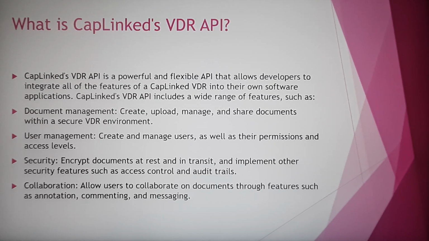What is a CapLinkt VDR API? CapLinkt VDR API is a powerful and flexible API that allows developers to integrate all of the features of a CapLinkt VDR into their own software application. CapLinkt VDR API includes a wide range of features, such as document management: create, upload, manage, and share documents within the secure VDR environment. Then user management: create and manage users as well as their permissions and access levels. Security: encrypt documents at rest and in transit, and implement other security features such as access control and audit trails. Then collaboration, which allows users to collaborate on documents through features such as annotations, commenting, and messaging.